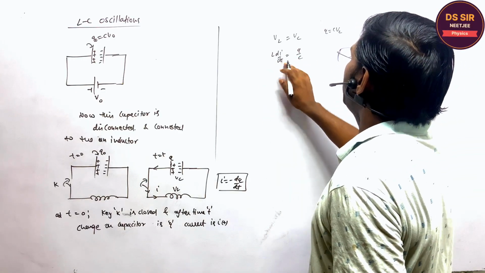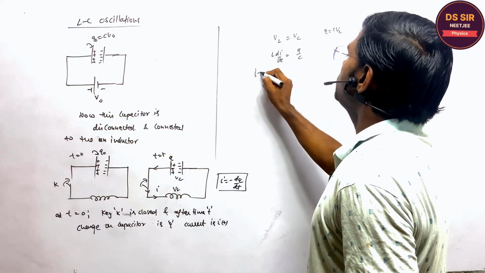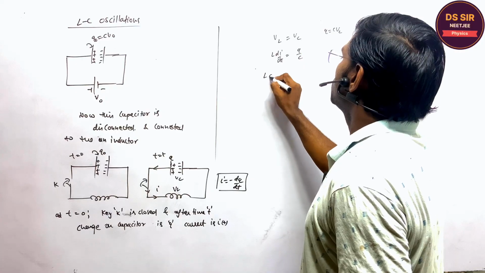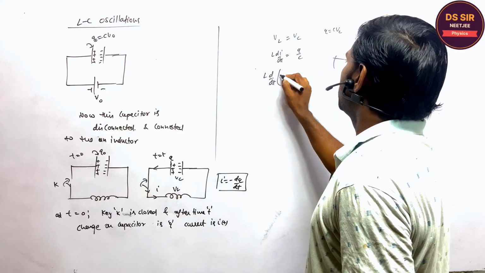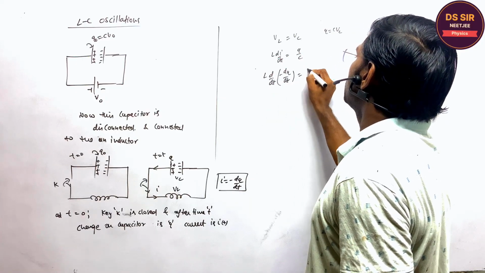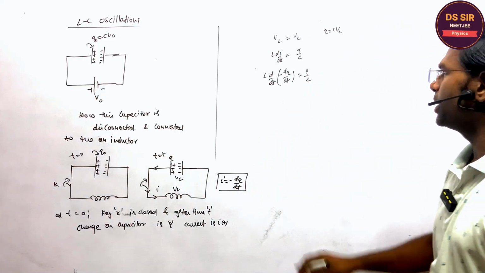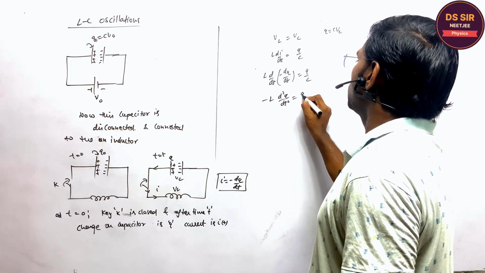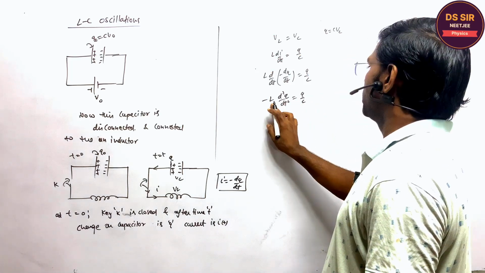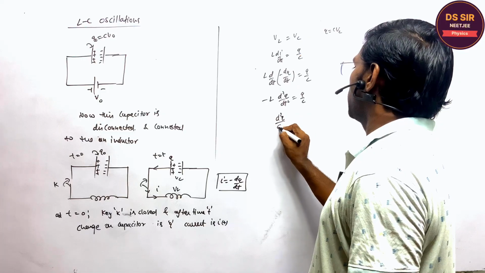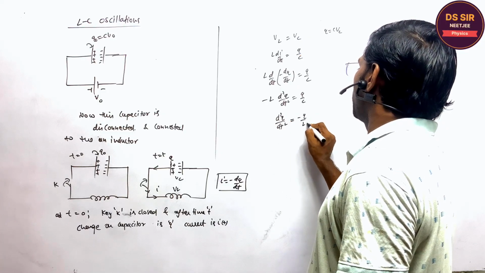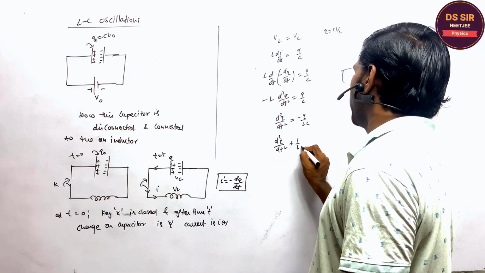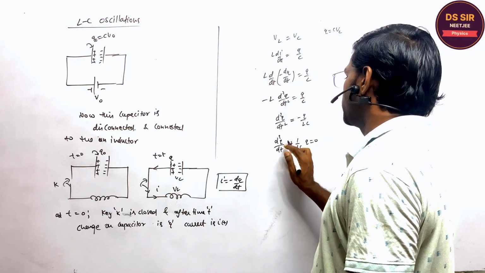Listen, one thing, it is better to write I as minus dq upon dt. So L di upon dt, what is the current? So minus dq upon dt is equal to q by C, right? So if you multiply L, d square q upon dt square is equal to q by C. Is it clear or not? So d square q upon dt square is equal to minus q upon LC. When this quantity comes this side, this is 1 upon LC into q. Is it clear or not?